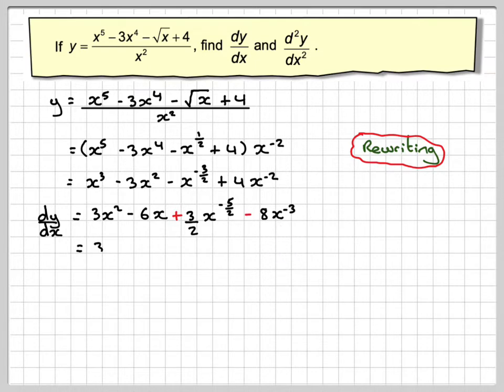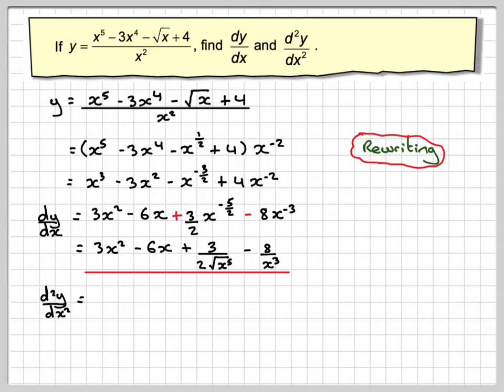If we now rewrite that, that becomes 3x squared minus 6x. This becomes 3 over 2 times the square root of x to the power of 5. The minus sign means it goes into the denominator. The 2 means take the square root, and the 5 means raise it to the power of 5. And the last one becomes minus 8 over x cubed. So you need a really good command of your rules of the indices here.